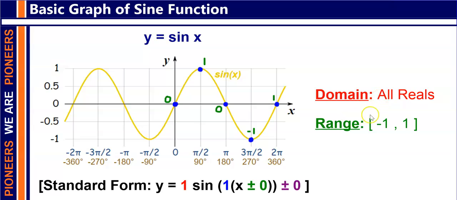Okay. Now let's talk about the domain and range. The domain, remember, is x values left to right. The thing is, this wave can go on forever in either direction, so it goes forever to the left and forever to the right, so the domain is all reals.